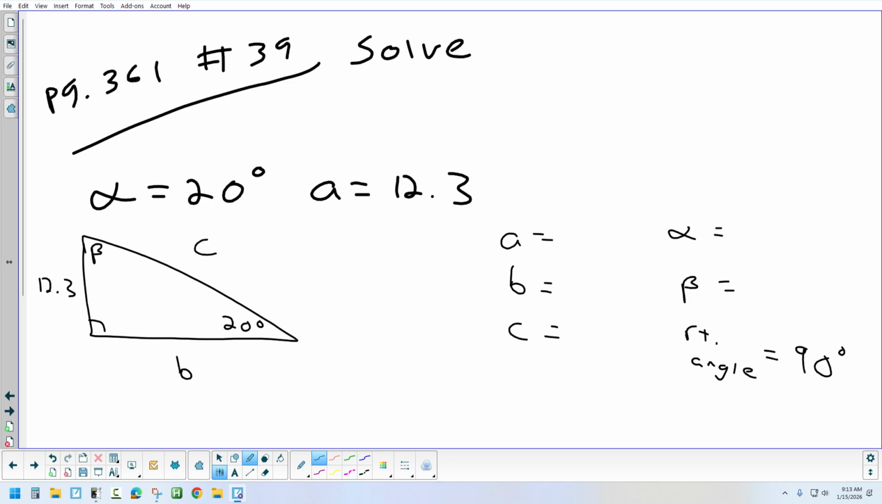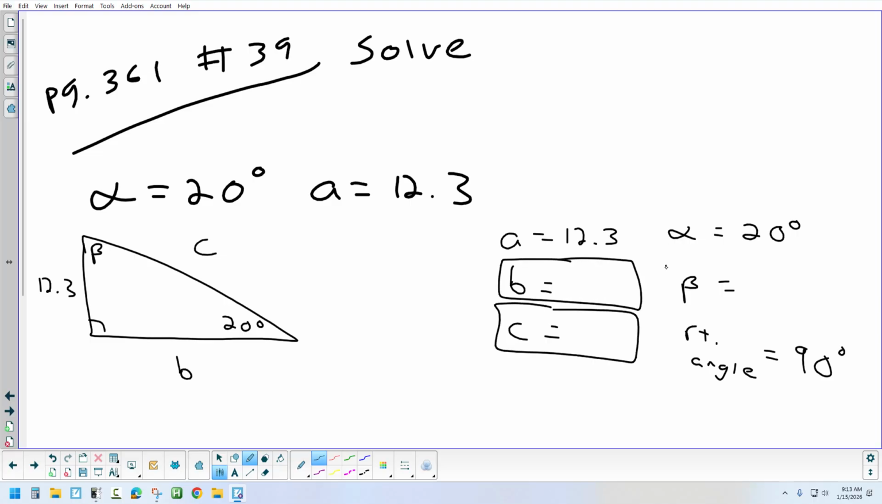Well, you always have one answer right away, the right angle. So that's a 90. The alpha was given. And A was also given. So you need B, C, beta. All right. You can find anything you want in any order you want, but I tend to do the angle first because it's usually pretty fast.